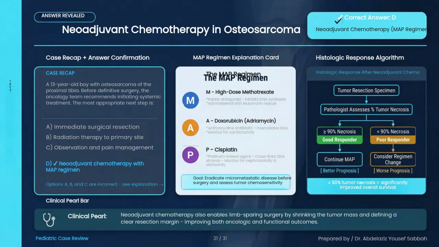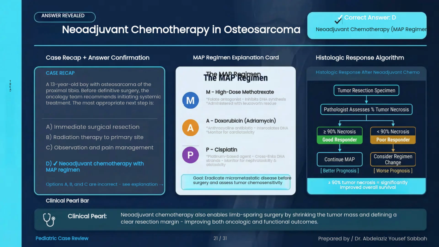M stands for high-dose methotrexate, which is a folate antagonist that inhibits DNA synthesis and is administered with leucovorin rescue. A stands for doxorubicin, also called adriamycin, which is an anthracycline antibiotic that intercalates DNA, with monitoring required for cardiotoxicity. P stands for cisplatin, which is a platinum-based agent that cross-links DNA strands, with monitoring required for nephrotoxicity and ototoxicity.